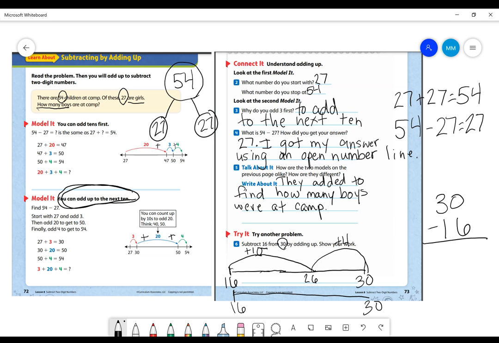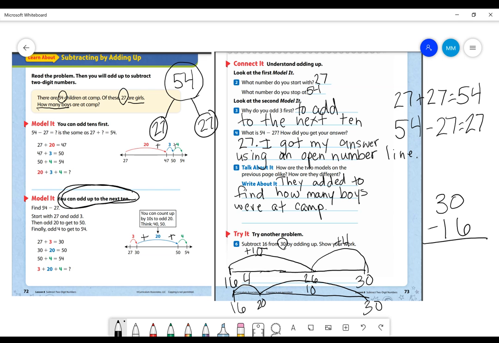Now I'm going to go down here and I'm going to add to the next 10 and then add on my 10s. So 16, my next group of 10s is going to be 20. So 16, 17, 18, 19, 20. So 4 more will get me to 20. So 4. And now, how many 10s do I need to get to 30? I need 1 10. So 20 plus 10 equals 30.